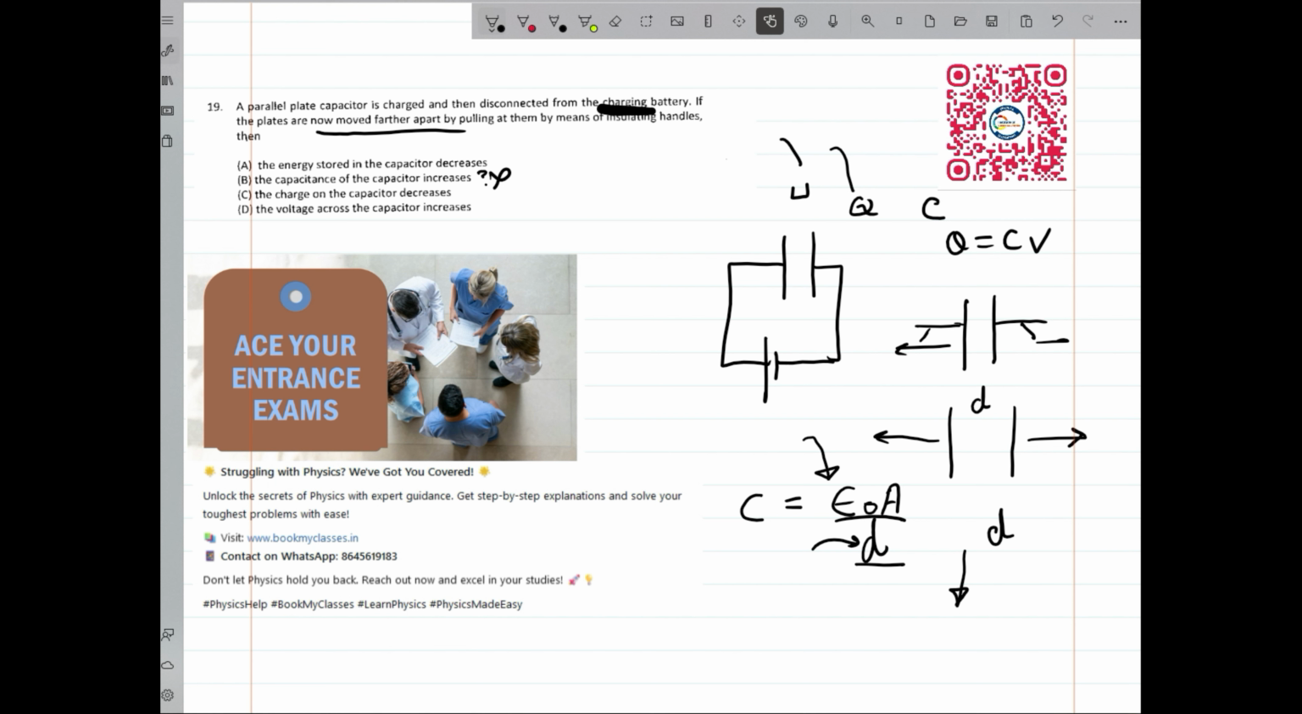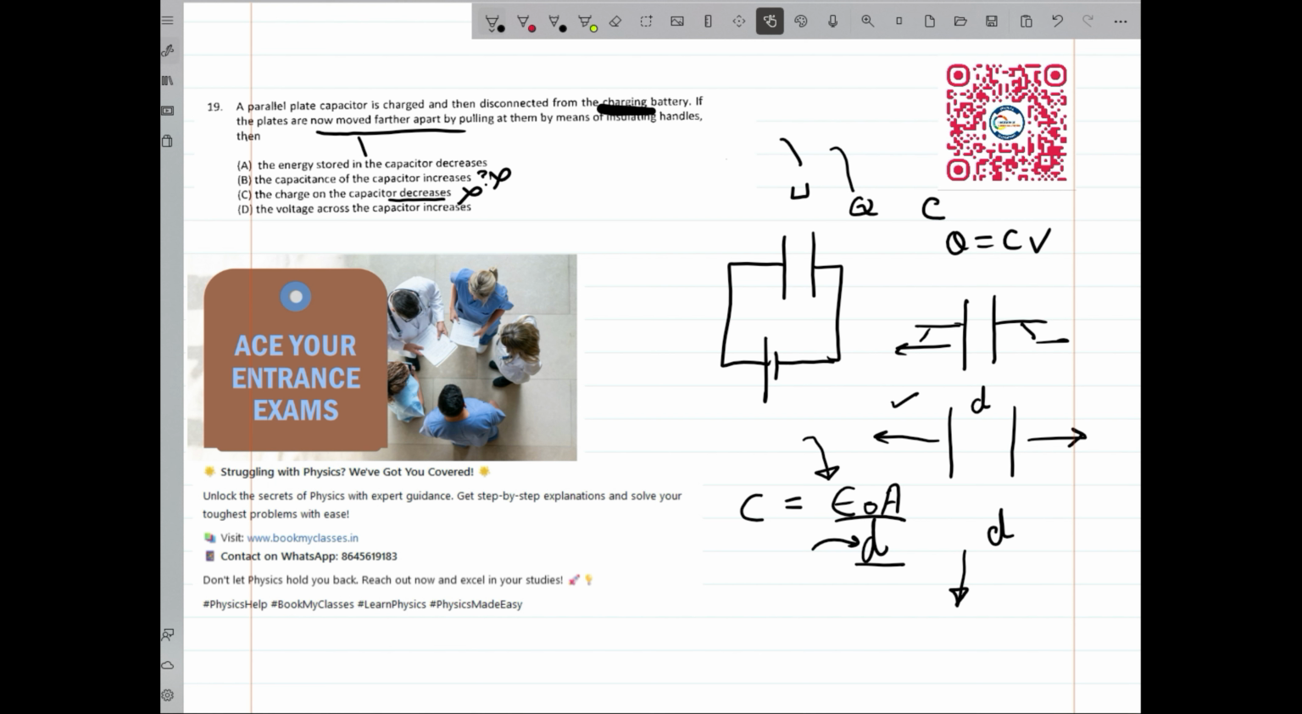Next, the charge on the capacitor decreases, right? If you have disconnected the battery and made the capacitor isolated, which means it is not connected to anything but the insulating handles, even if you increase the distance of the plates, there is no way the charge can move from the capacitor plates. There is no escape. You don't have anything which can result in discharging of the capacitor or loss of charge. So the charge remains the same. So this is also wrong.